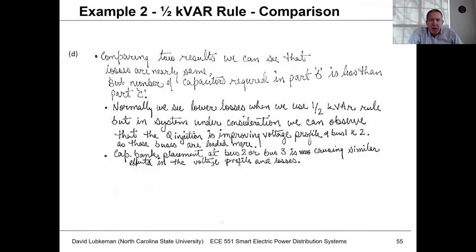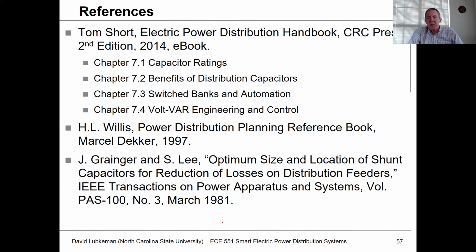So for some additional references, if you want additional material on the mechanics of capacitor banks and what they look like, Tom Short in his book has some good chapters on that. For the VAR mile profile approach to analyzing this, a good reference is a book by Lee Willis on power distribution planning. It's a reference book put out by Marcel Dekker. And then the paper that Granger and Lee wrote on the half kVAR rule is referenced right here.